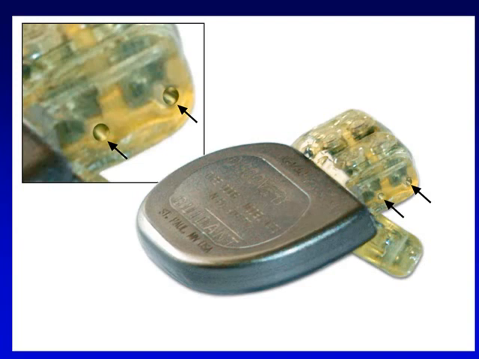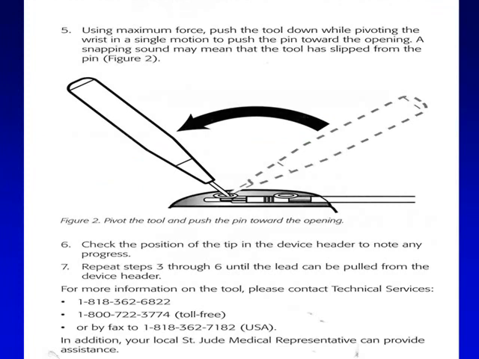For those devices that do not have set screws in their header, you take a chisel, put it into the header, take out the set screws, and then you jam that into the pin and pry it out. It almost always breaks the seal with the electronics.